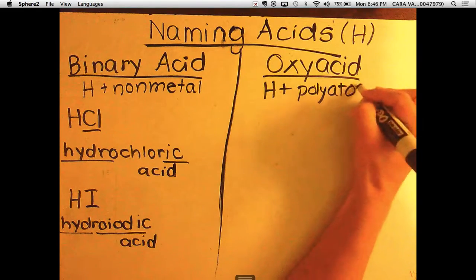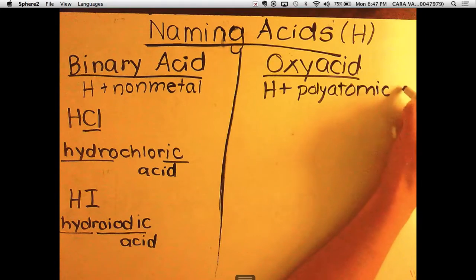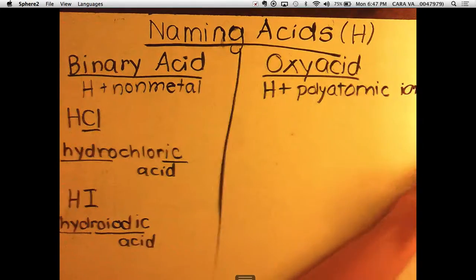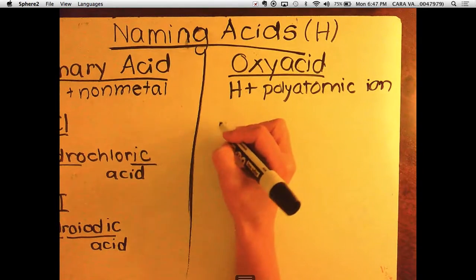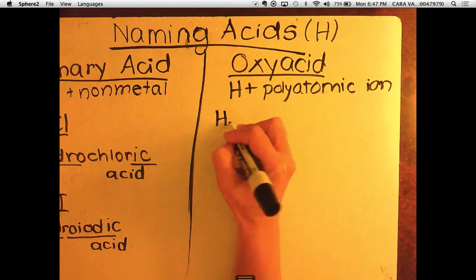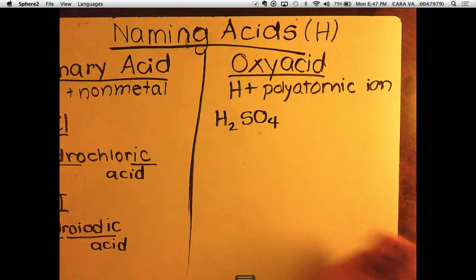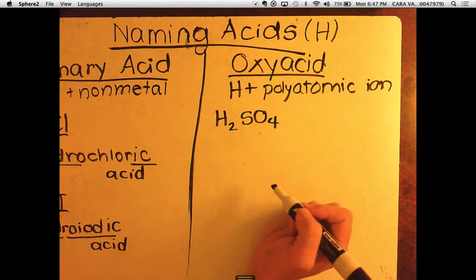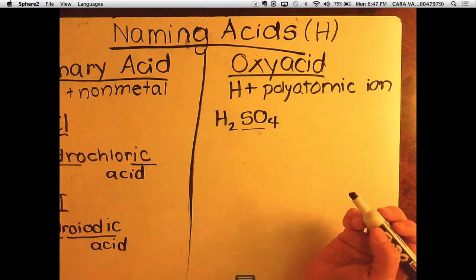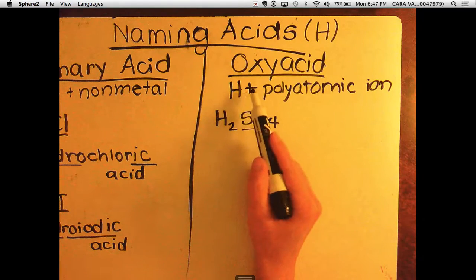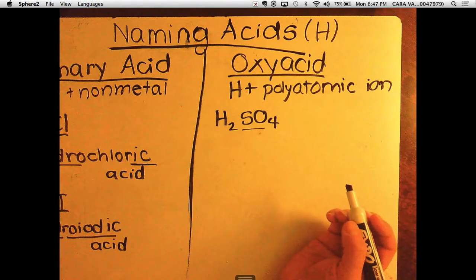Now, if we see something that has hydrogen in it, but we see multiple nonmetals like polyatomic ions, which we understand have oxygen in them, which is where that oxyacid comes from. Let's take a look at a very common one. You've heard this before: H2SO4. This is an acid because I see that hydrogen there, and I now see that SO4, which we know is the sulfate ion. So here we have hydrogen plus a polyatomic ion, and let me show you how we're going to go about naming this.